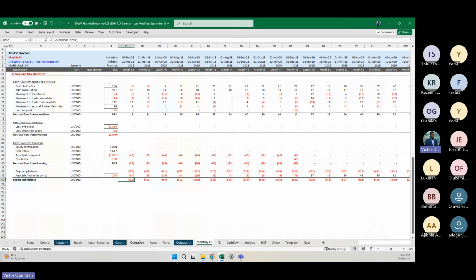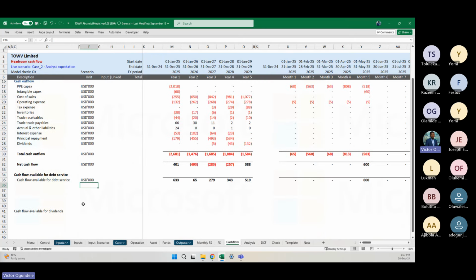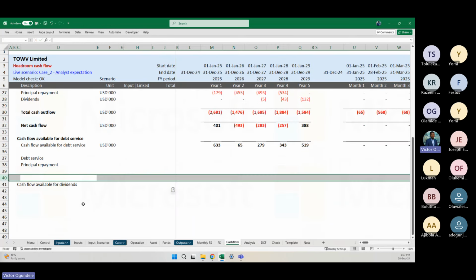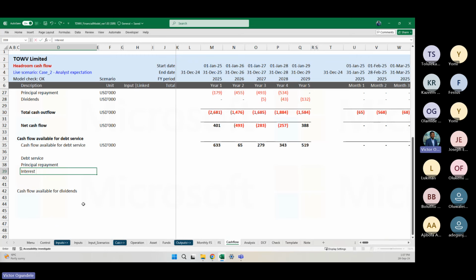Trust me. Okay, so this is where we stop: cash flow available for debt service. This is the last thing we did in our previous session. Now, one thing we need to do is, below cash flow available for debt service, let's consider our debt service. Our debt service will be made up of our principal repayments, and then we're going to have our interest expense. So these two make up our.